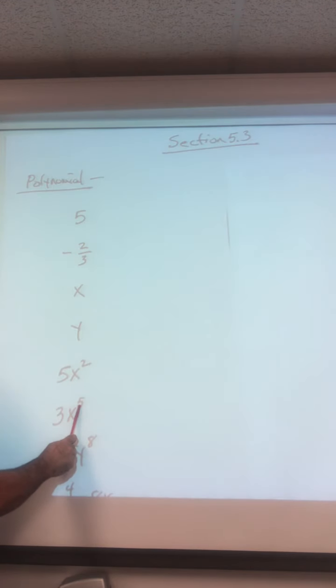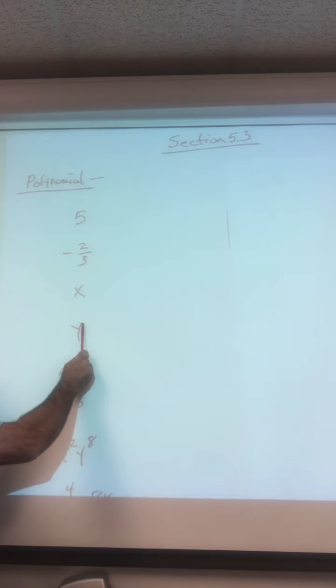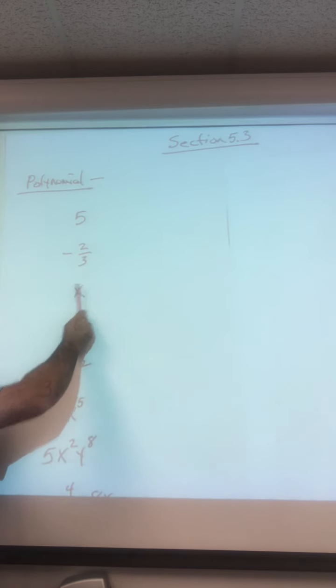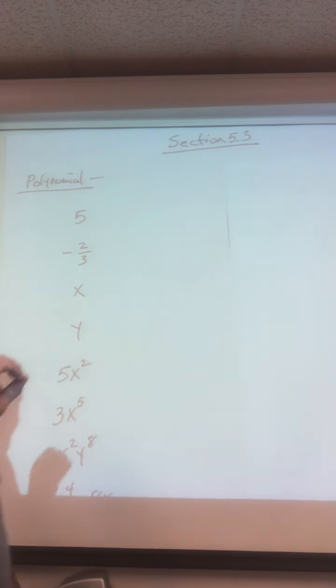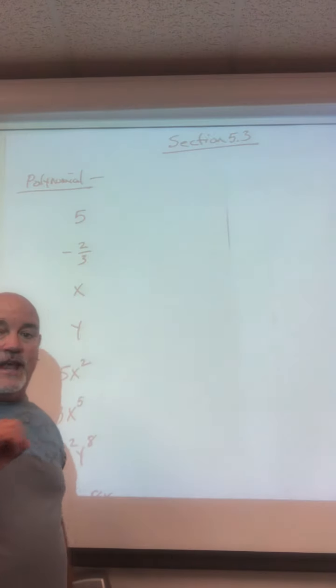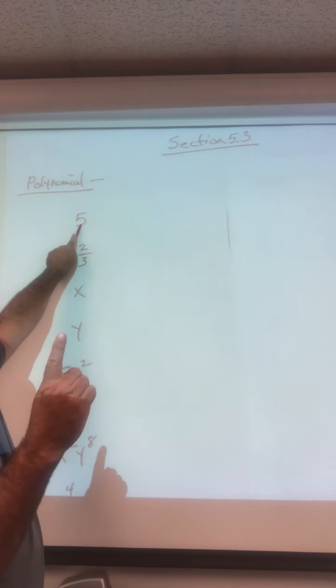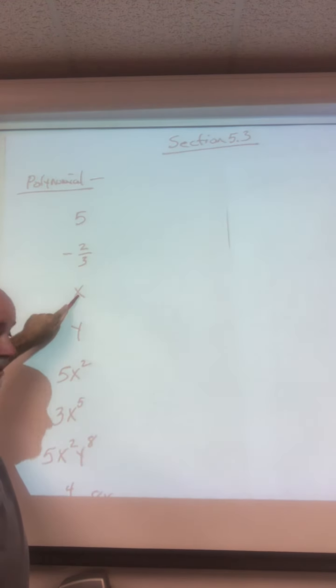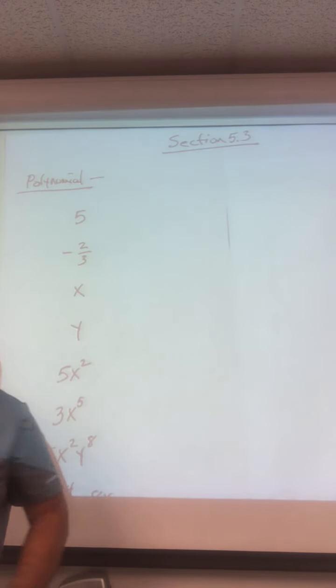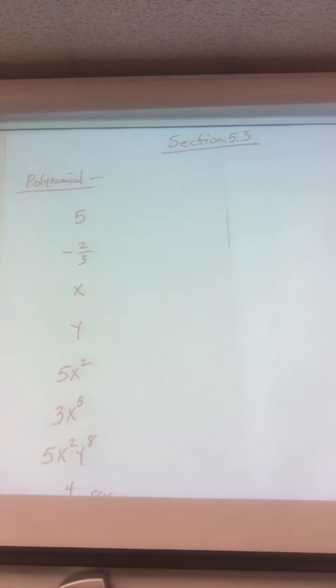Monomial, degree 5. Monomial, degree 2. It's the highest exponent on your variable. Monomial, degree 1. Now, this is a monomial and this is a monomial, but the degree to both of these are 0 because there's no letters in that problem. So monomial, one term, but degree 0. One term, degree 1. Okay, so that's what a polynomial is, and that's how you tell what the degree of a polynomial is.